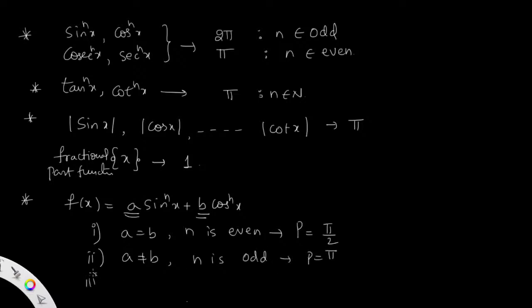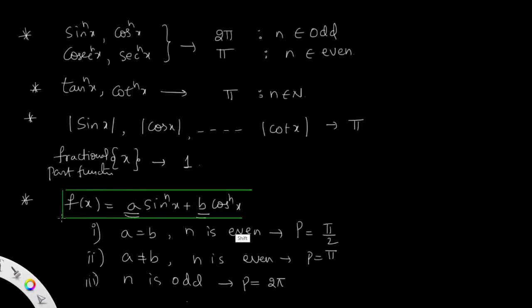The third condition is, here n is even, then the periodicity is pi. If n is odd, then the periodicity of the function is 2 pi. The standard form is f of x equals a sin^n x plus cos^n x, and you can directly write it like this. The next one is algebraic functions.